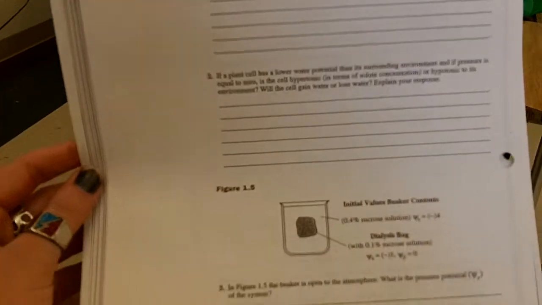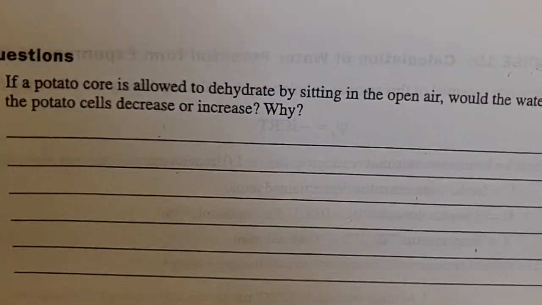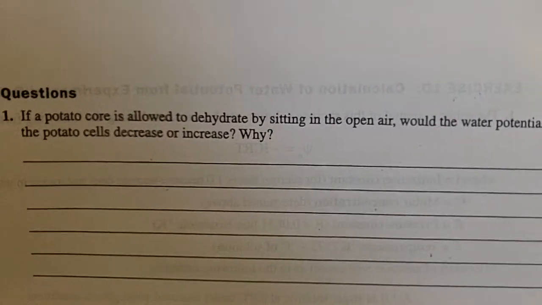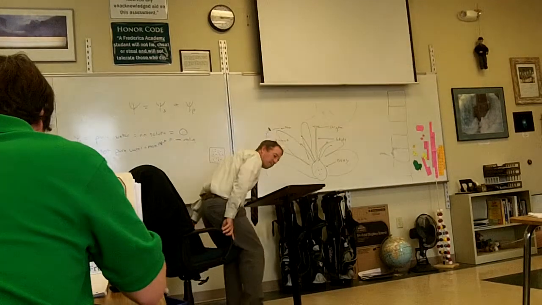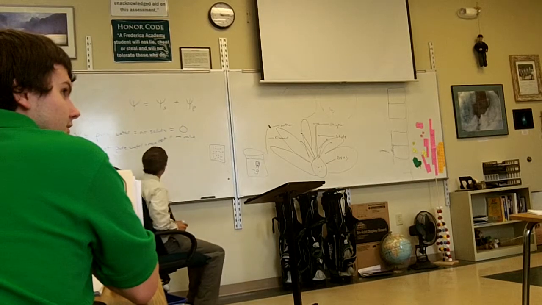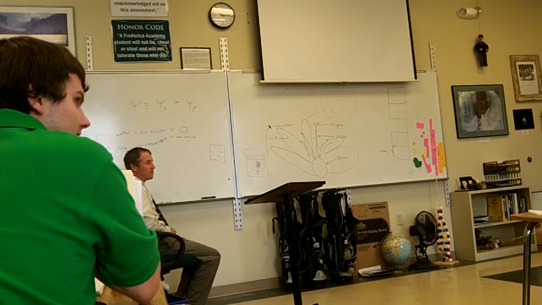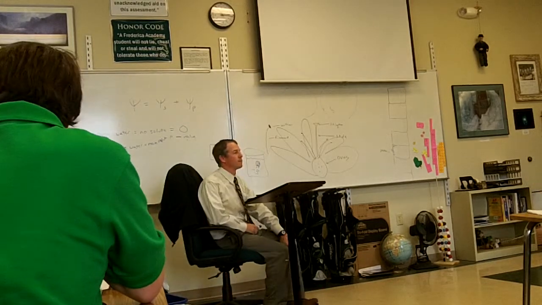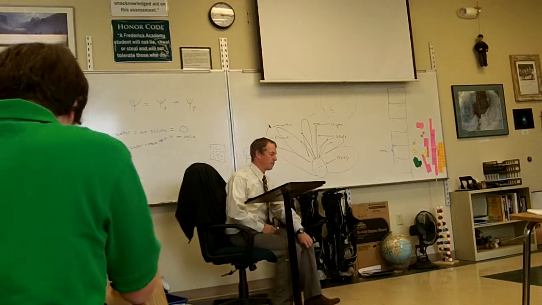Figure 1.5. Number 1. If a potato core is allowed to dehydrate by sitting in the open air, would the water potential of the potato cells decrease or increase? Decrease. And why? Increase. Isn't there water in the air? The water is higher in the potato than it is in the air. Increase because you're losing water.